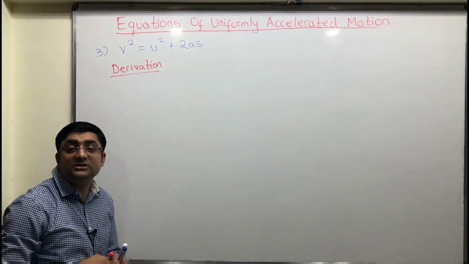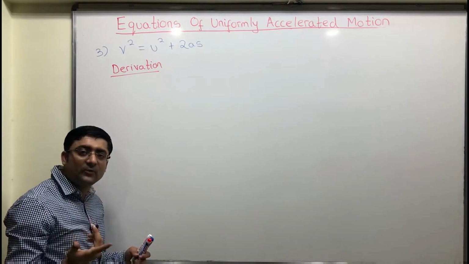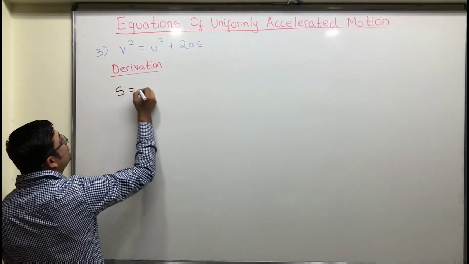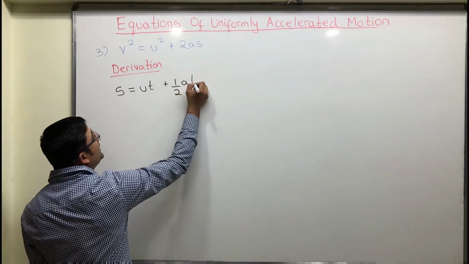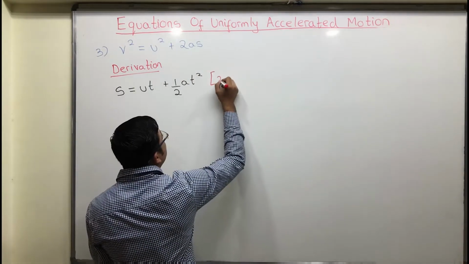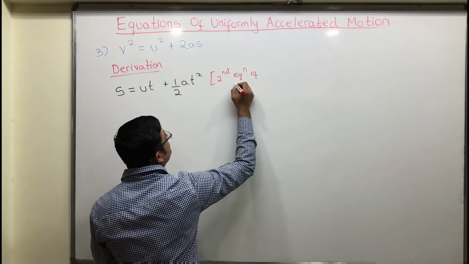So we first of all start from the second equation of motion. Why? There is a displacement over here. How do we get displacement from the second equation of motion? So first I'll write down the second equation of motion. That is s is equal to ut plus half at square. And we'll mention in bracket what this is: second equation of motion, which we have already derived.